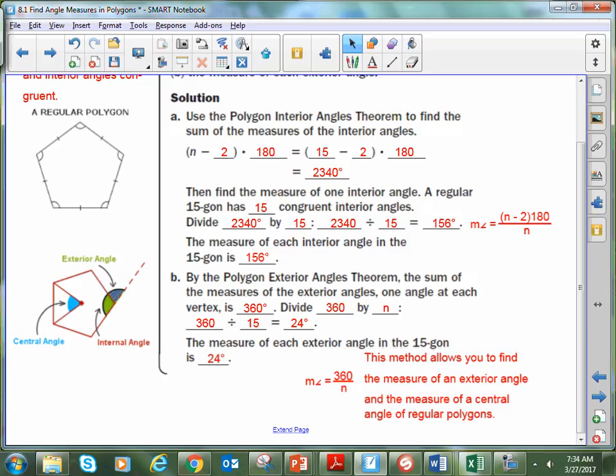Now, one of the things I want you to pay attention to is the diagram that I've added on the left side here, particularly the exterior angle and the central angle. For a regular polygon, the measure of the exterior angles and the measure of the central angle, meaning the angle that goes from the center of the polygon to two consecutive vertices, are going to be the same. So I can find the measure of the exterior angle or the central angle using the same method.